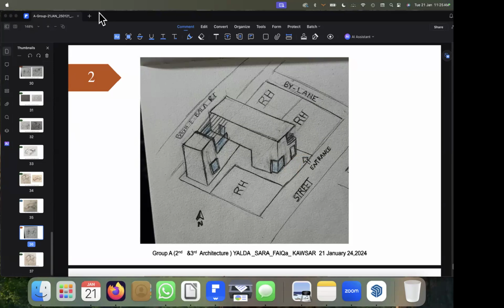The other question was from Professor Bashir. Why is it L-shaped? Because from the first day that we went to the site analysis, we chose this land. We combined two lands that made it look L-shaped. That's why our building is L-shaped and our plan is L-shaped.